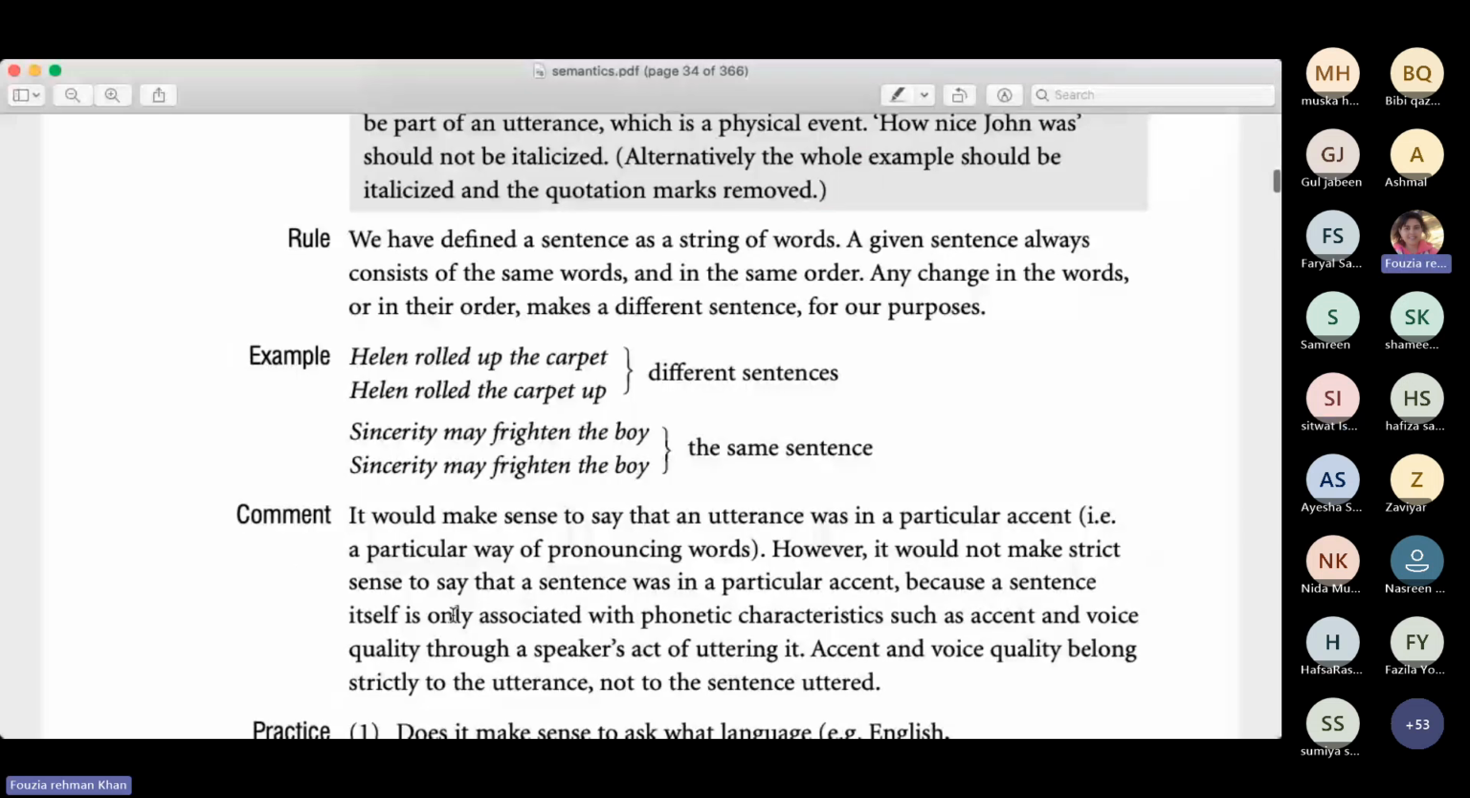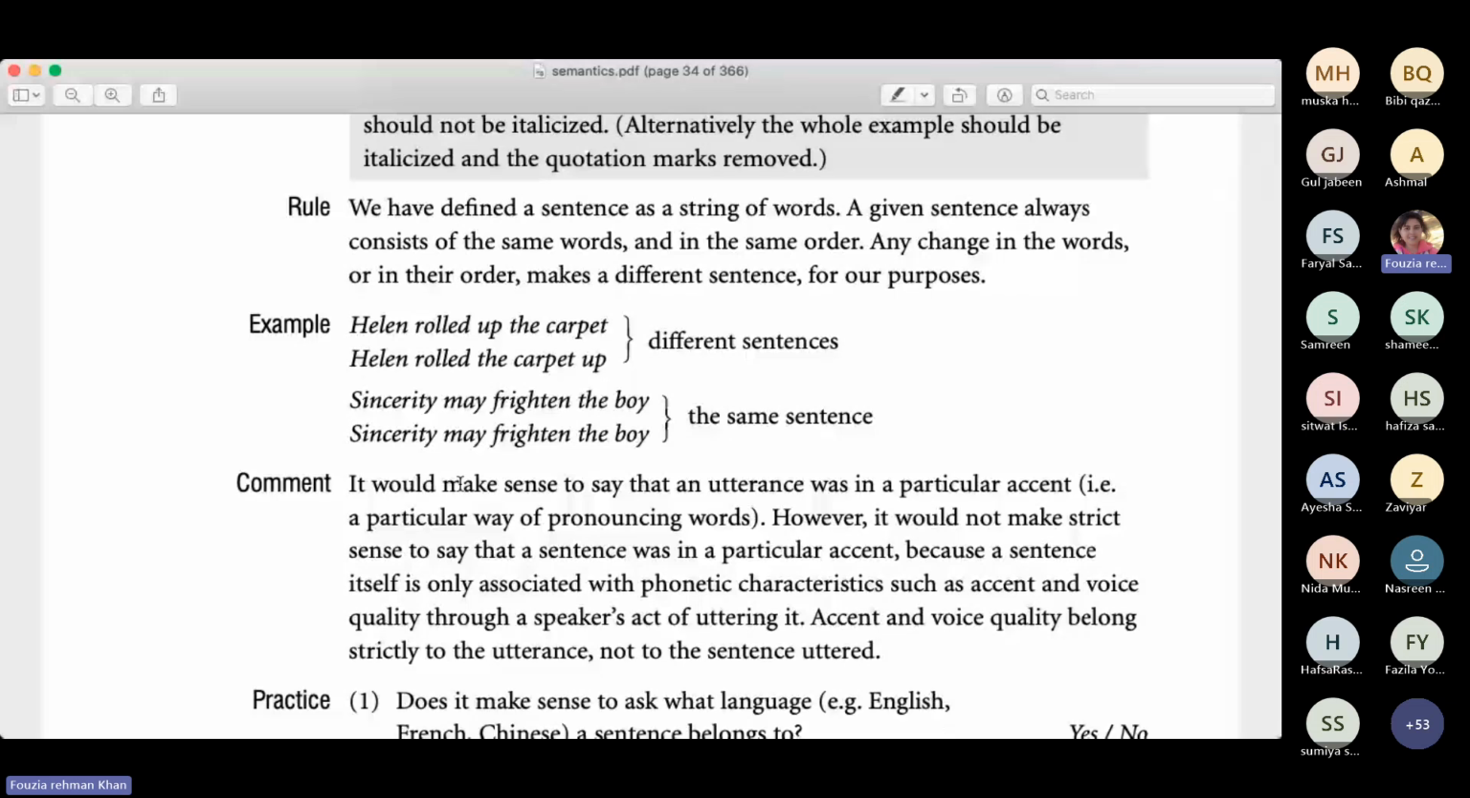Now, getting to the rules, we have defined a sentence as a string of words. A given sentence always consists of the same words and in the same order. Any change in the words or in their order makes a different sentence for our purpose. One idea, different sentences. For instance, Helen rolled up the carpet. Helen rolled the carpet up. The action is the same. The carpet is being rolled, but the sentences are different. Sincerity may frighten the boy. Sincerity may frighten the boy. Same sentence.